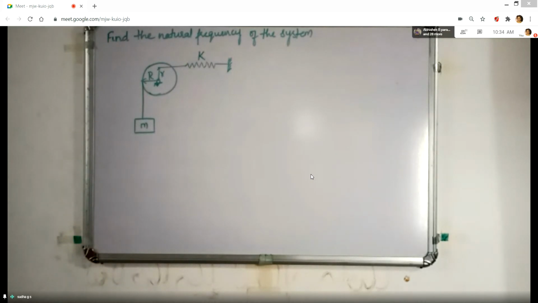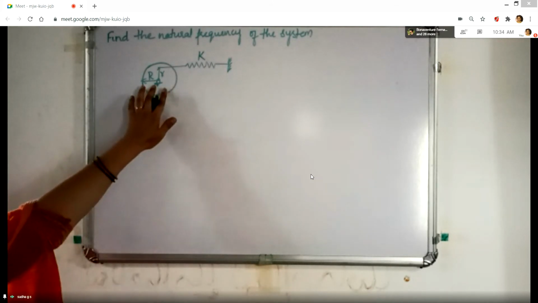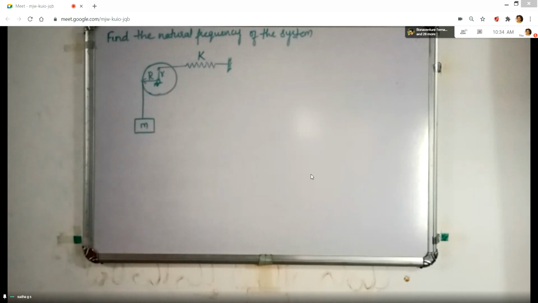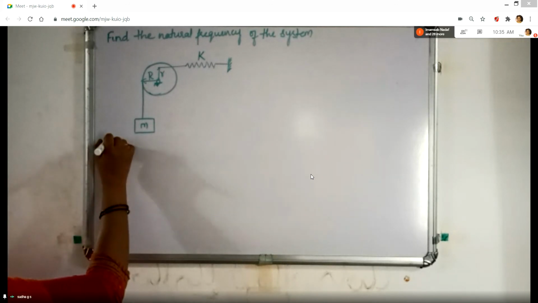Even though it has not been mentioned whether we have to consider the mass of the pulley or not, it is better to consider the pulley also and solve the problem. Similar to the previous problem, we will solve this problem also. As usual, our problem starts with the energy method. Write down the solution.